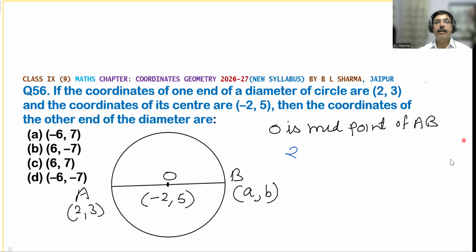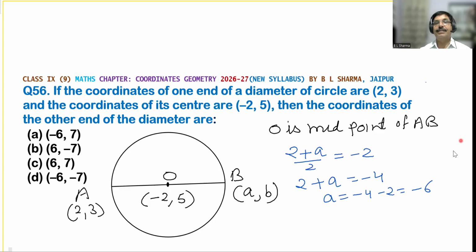Means 2 plus a divided by 2, that will be equal to the midpoint, that is -2. So can you simplify 2 plus a? That is 2 plus a equals -4. So what is a? a is equal to -4 minus 2, that is -6. So the value of a is -6, means the value of x coordinate of the point B, that is -6. And for this, 3 plus b divided by 2, that is 5.